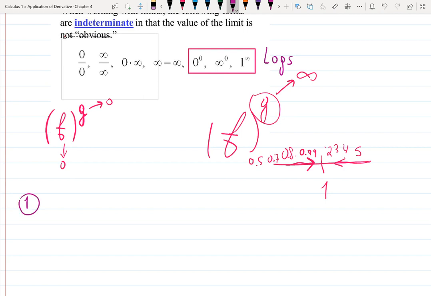Example 1. And we are starting with example 0 to the 0 case.